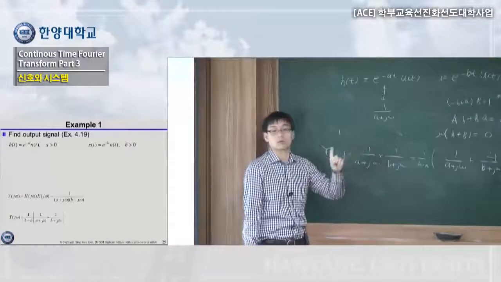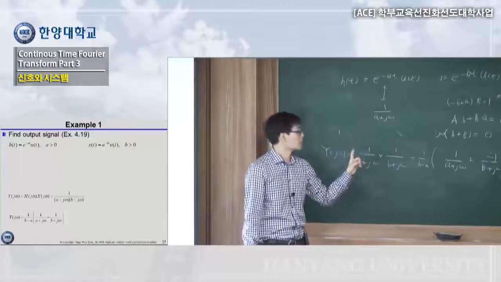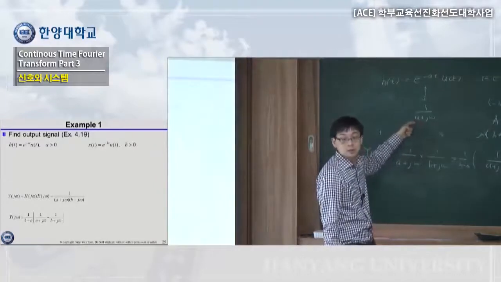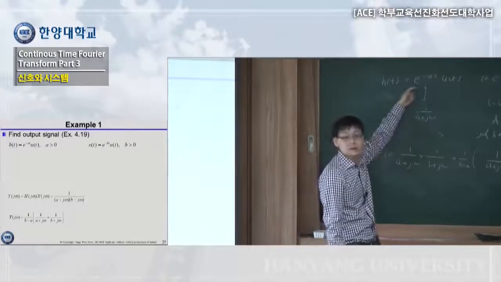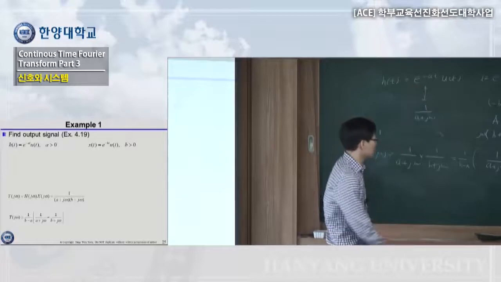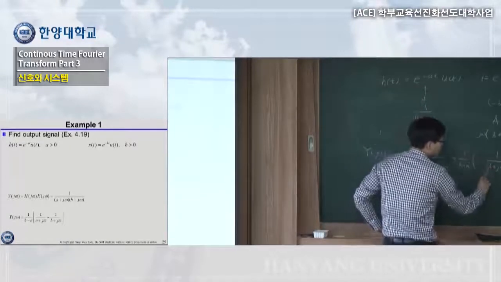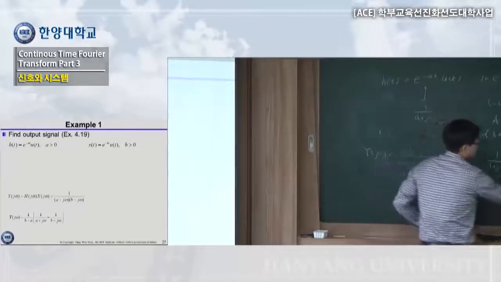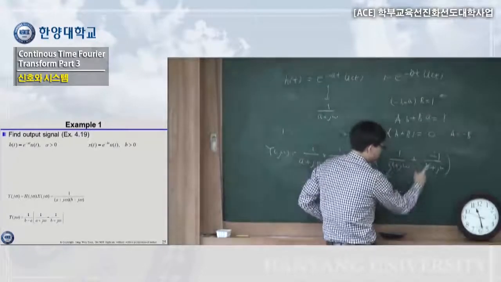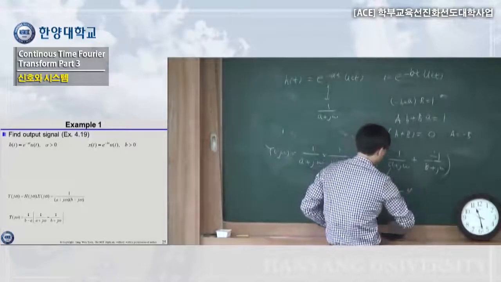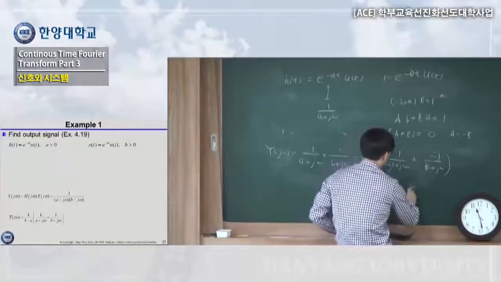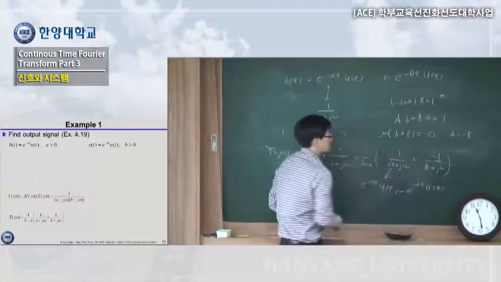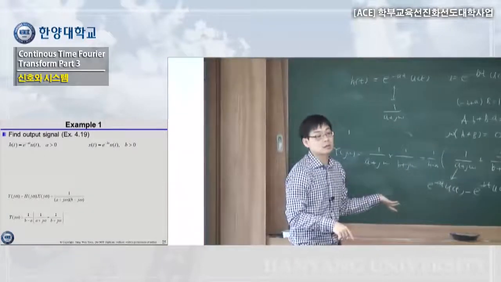Any questions before? Questions? So what you do, we know this, right? So the reverse of this one should be this. So that's what? The reverse of this one is what? e to the minus a t u(t). The reverse of this one is what? Minus, because it's minus, e to the minus b t u(t) times this. This is your system response.